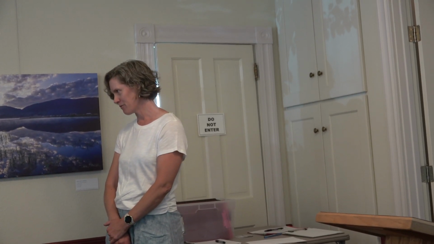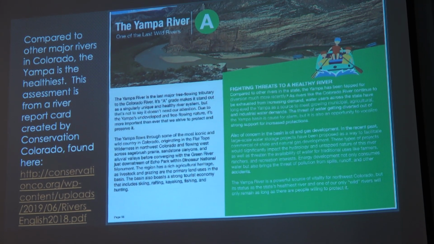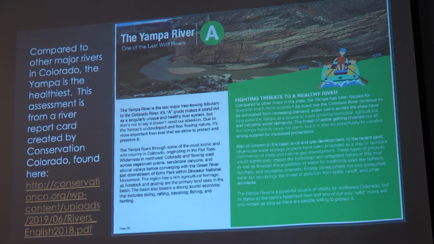The Yampa River, according to something that came out by an organization called Conservation Colorado. They did a really high-level river health assessment for all the rivers in the state of Colorado, and the only river to get an A in the whole state was the Yampa River. So I think it's commonly expected that we would consider the Yampa River one of the healthiest rivers in our state. But what does make a river healthy?